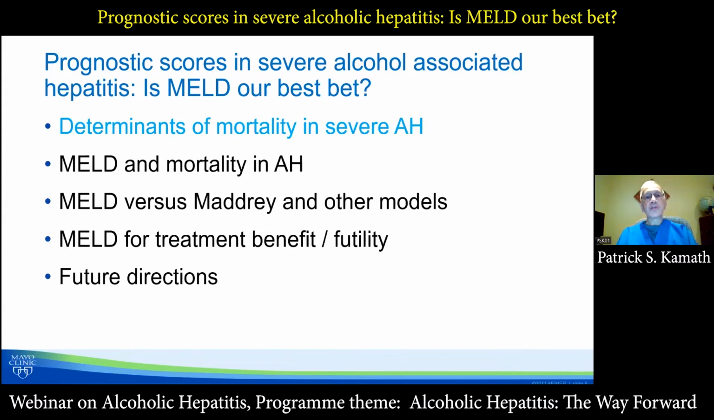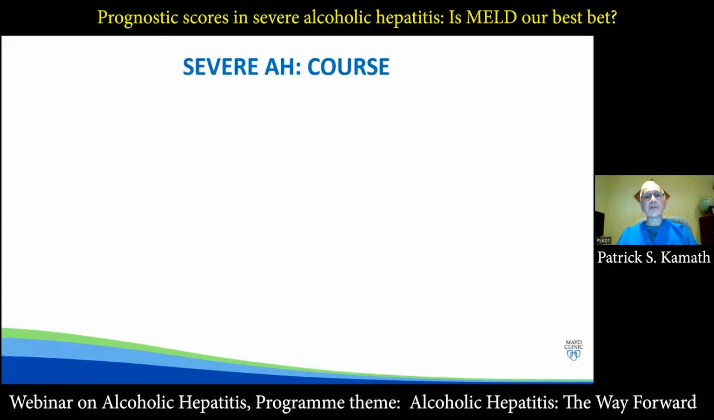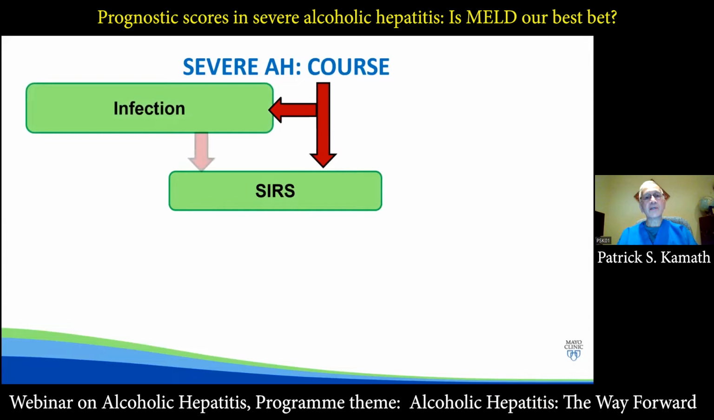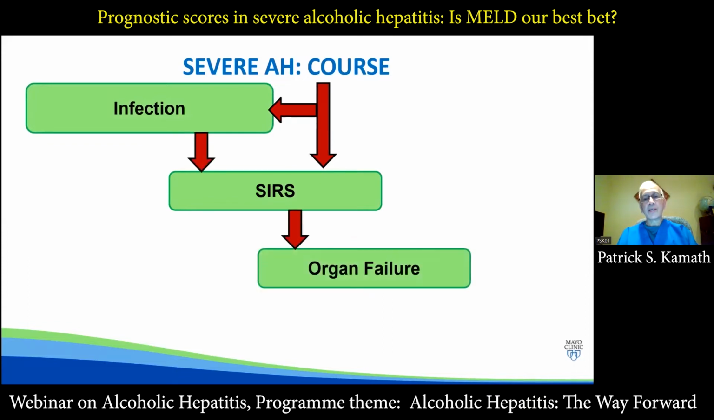messages. So the determinants of mortality in severe AH are really based on the pathophysiology. Patients with severe AH get an inflammatory response, they get infected, which worsens the inflammatory response, and then they get organ failure. And in the absence of effective treatment or liver transplantation, these patients will die.